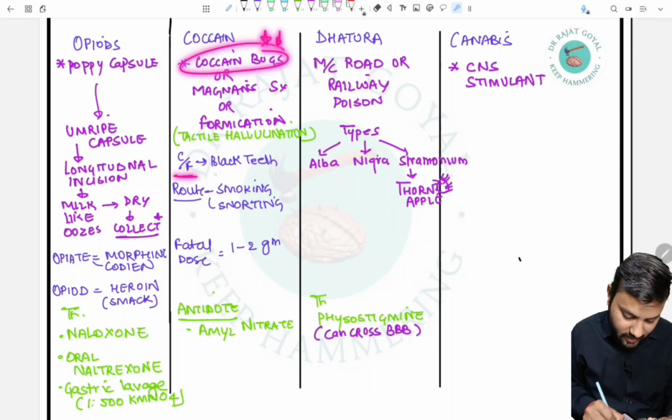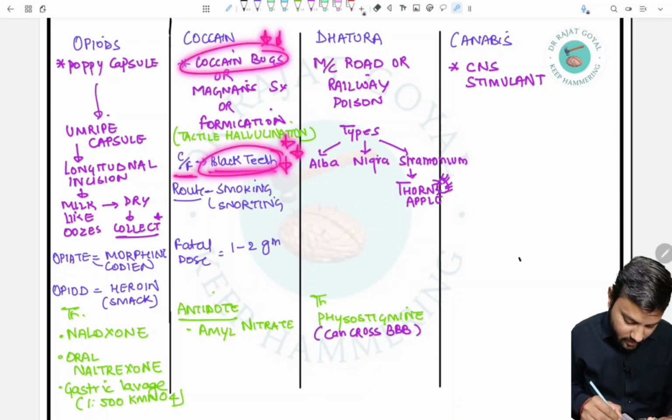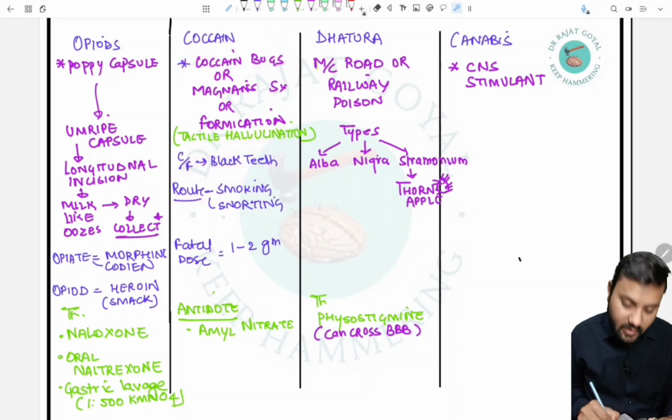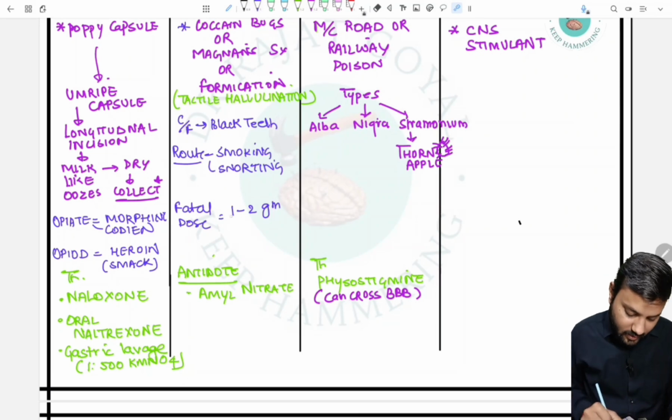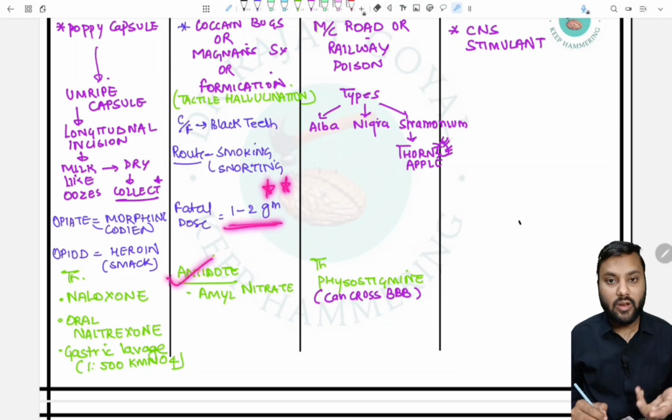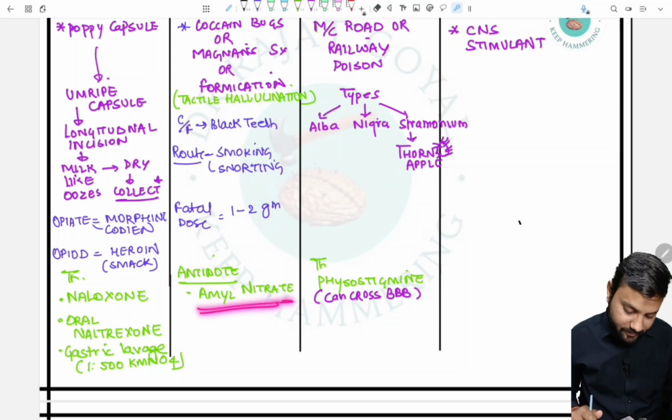So the clinical feature in cocaine poisoning is black teeth. The teeth will turn black, and mostly the routes that are used for cocaine are smoking and snorting. If we talk about the fatal dose, then it is 1 to 2 grams, and the treatment or the antidote for cocaine poisoning is amyl nitrite.